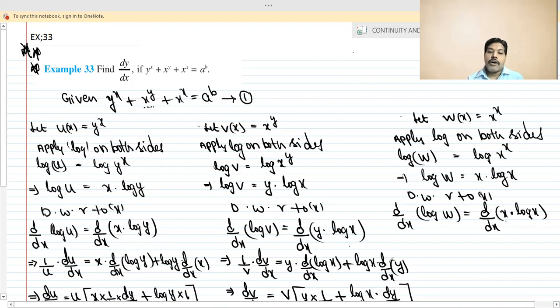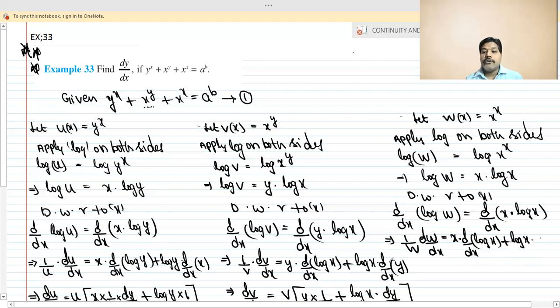So it is a uv formula, students. Apply that carefully. Here 1 by w into dw by dx is equal to x into the derivative of log x, plus log x into the derivative of x.